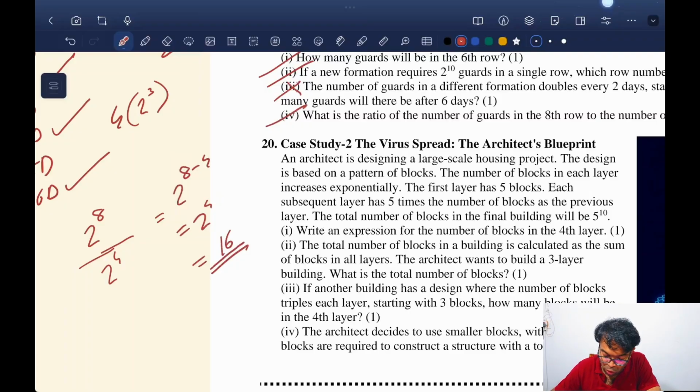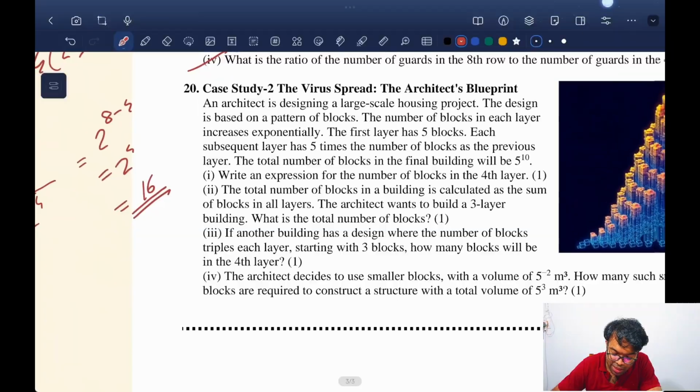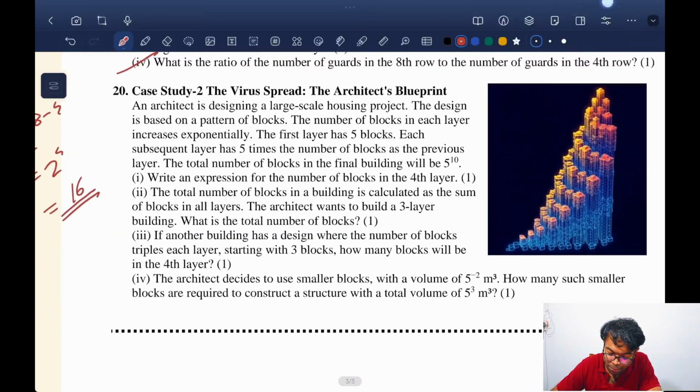The Architect's Blueprint. An architect is designing a large-scale housing project. The design is based on a pattern of a block. The number of blocks in each layer increases exponentially. The first layer has 5 blocks. ठीक है, पहले लेयर में तुम्हारे पास 5 blocks है. Each subsequent layer is 5 times the number of blocks as in the previous case.